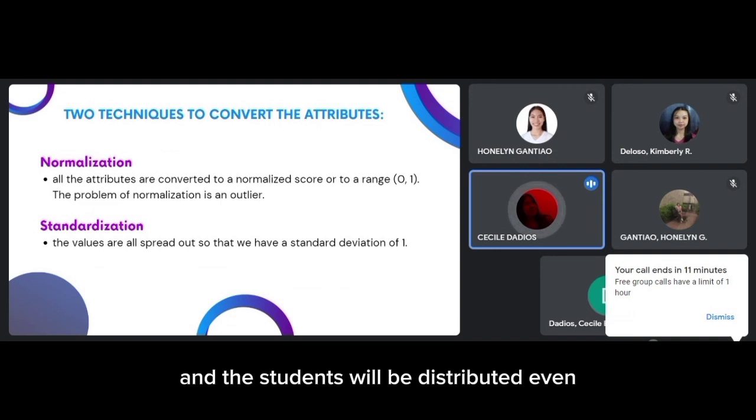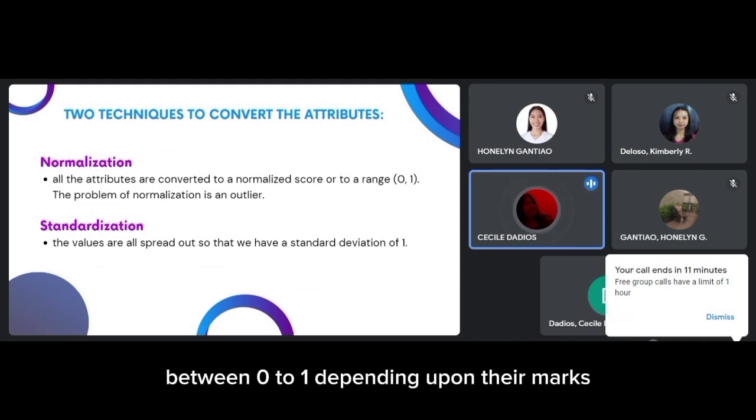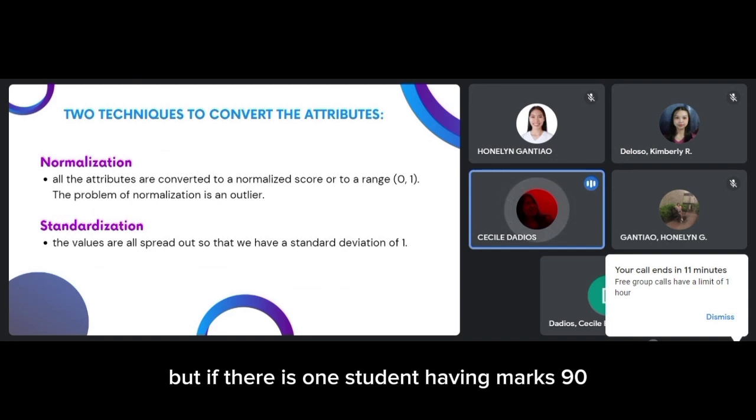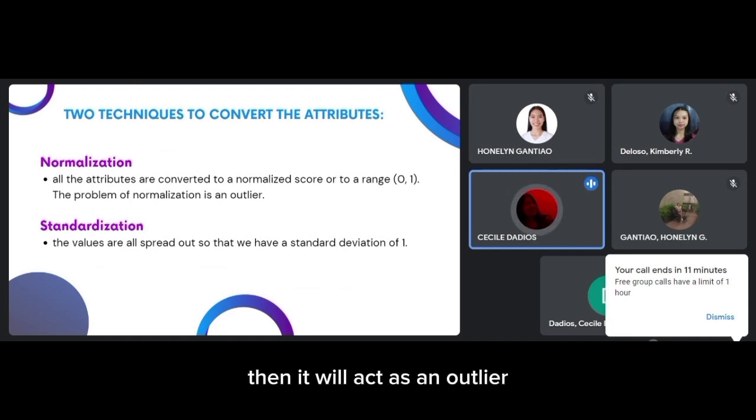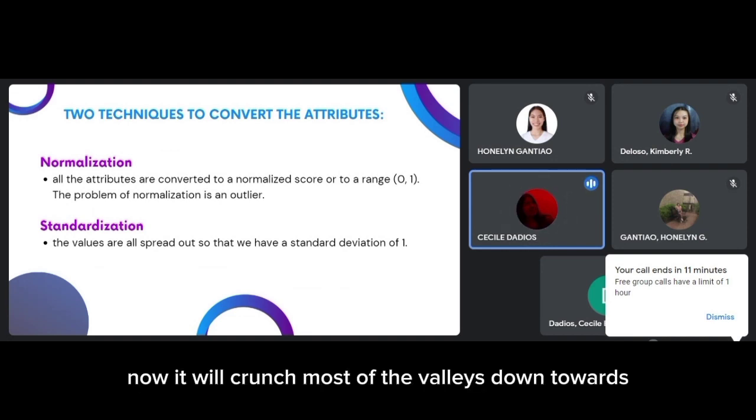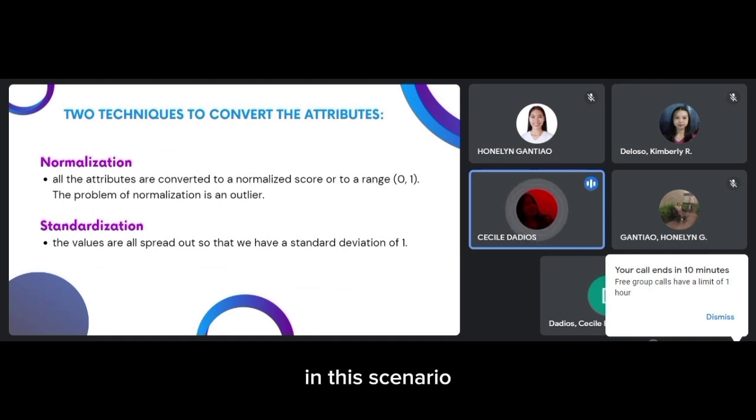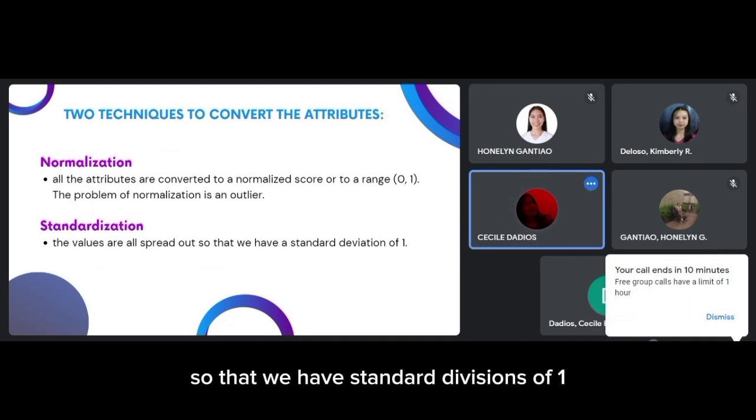And the students will be distributed evenly between 0 and 1 depending upon their marks. But if there is one student having marks of 90, then it will act as an outlier, and in this case 35 will be considered as 0 and 90 as 1. Now it will crunch most of the values down towards the value of 0. In this scenario, the solution is standardization. In the case of standardization, the values are all spread out so that we have a standard deviation of 1.